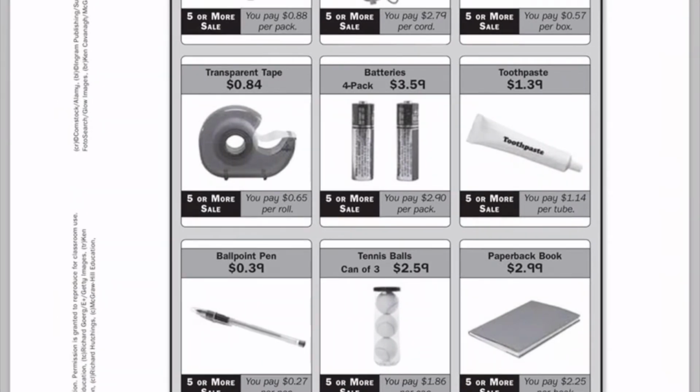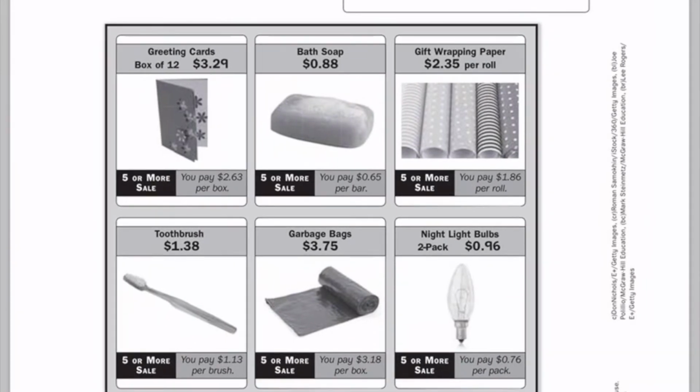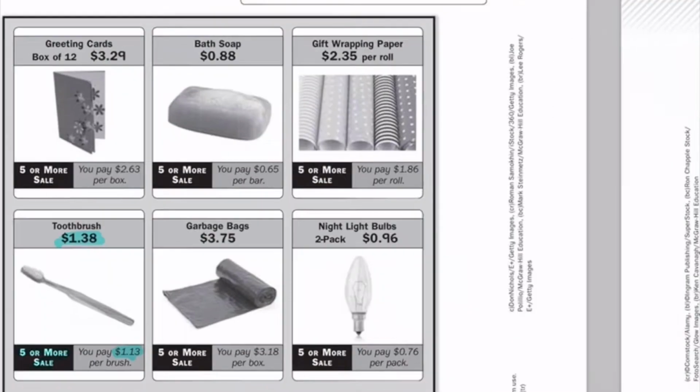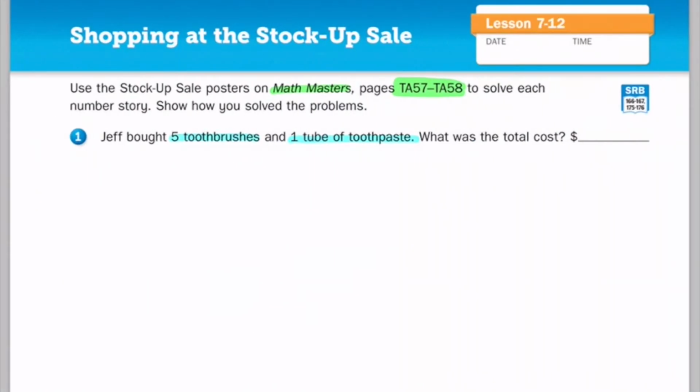So here's toothpaste, and then where is toothbrushes? Okay, now 1 toothbrush is $1.38, but remember, he is qualifying for the 5 or more sale because he is only paying $1.13 because he's buying 5 of them. Then for toothpaste, he's only buying 1 tube of toothpaste, so he is paying $1.39. So let's solve this one.